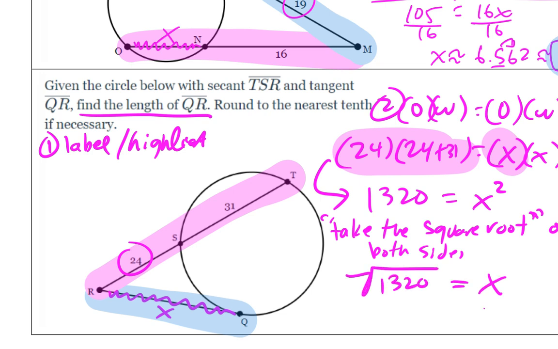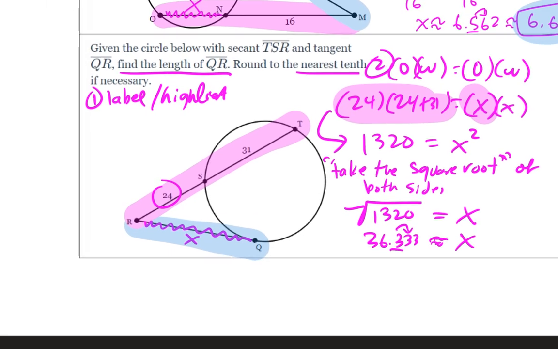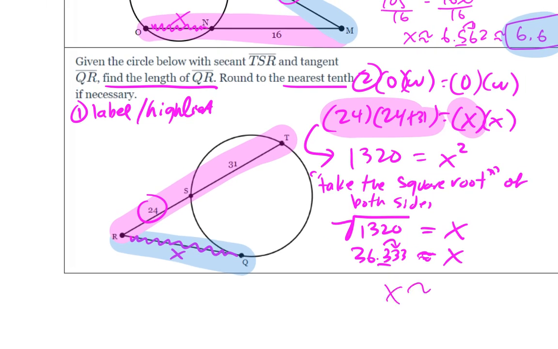Right? So now if we put that into our calculator, X is going to be equal to approximately 36.333, right? But it wants the nearest tenth. So we're going to say that 3 tells us to keep that. And so we're going to say X is approximately 36.3. Okay? So I know you got this. That's the basics of it.